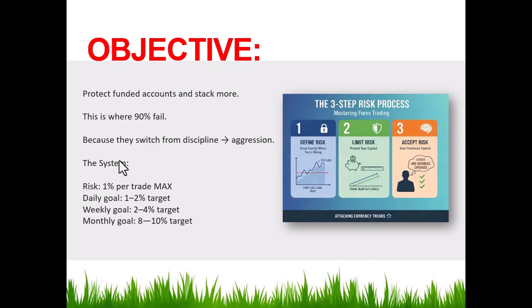Then protect the accounts that you already have. And this is exactly where 90% of traders actually fail, because they switch from discipline to aggression. Once they already have funded accounts, they buy more accounts and start risking anyhow. So the objective is to what? Stack more accounts, protect what you have by applying this three-step risk process.